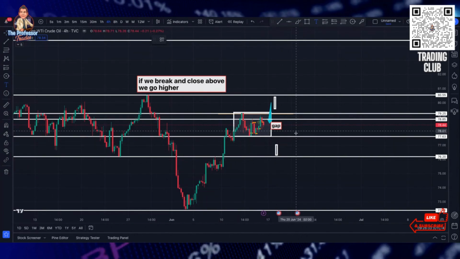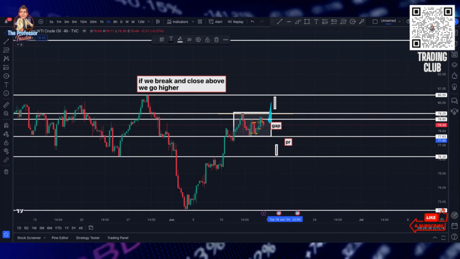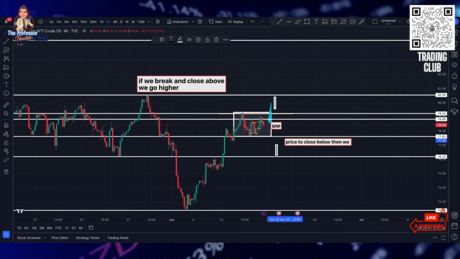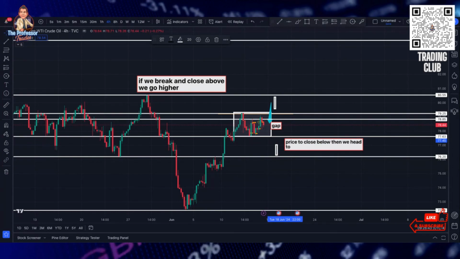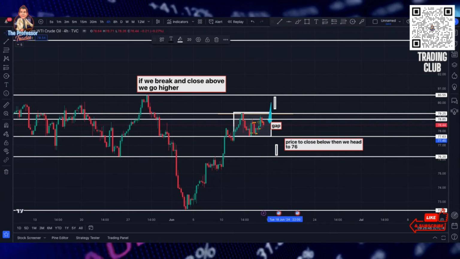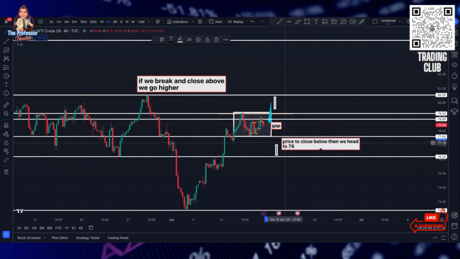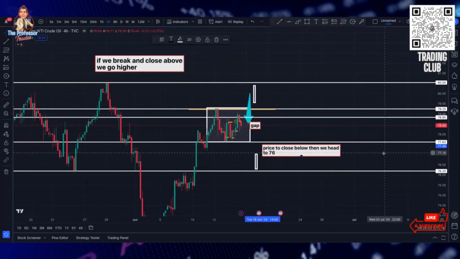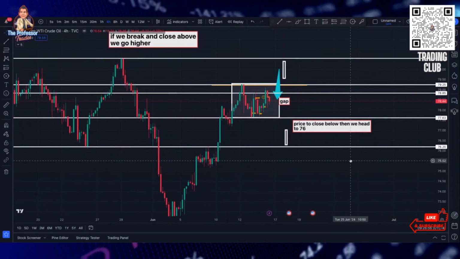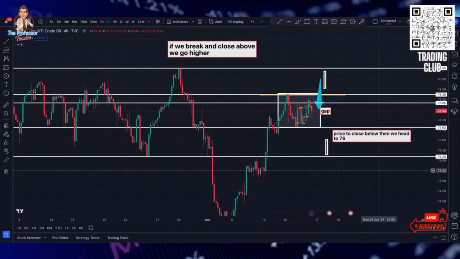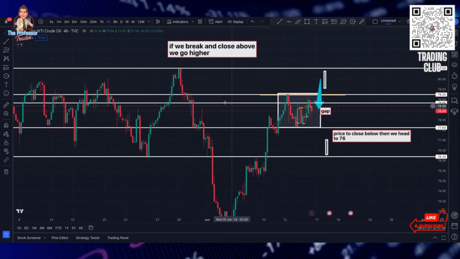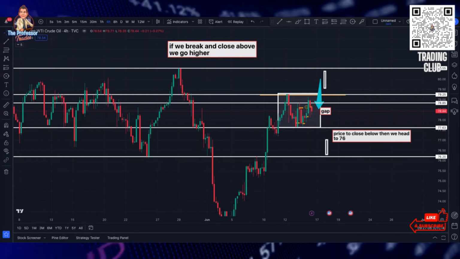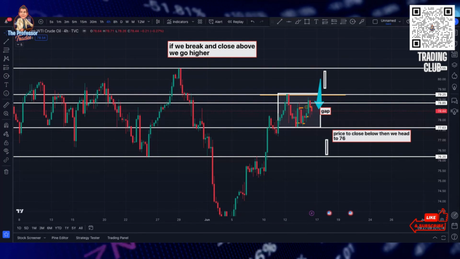So I'm going to put this here. If on the big time frame we get price to close below, then we head to, I'm just going to say 76 for now. So again, if we get this price to close back in here, then we're heading towards that 76. On a bigger time frame, that's what we are looking at with regards to the big versus small time frame analysis when it comes to crude oil and what you may be looking at moving forward.